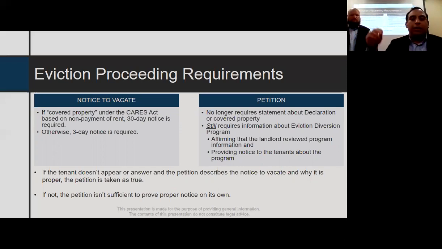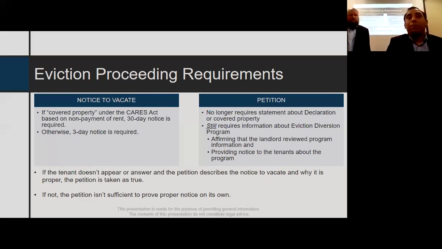If you want to evict somebody right now as a landlord, you have to provide them a 30-day notice to vacate. That's under the CARES Act, which, as you remember, was back in play in March of 2020. That 30-day notice didn't expire. You still have to send a 30-day notice to vacate to the tenants. But now if you want to file a petition for eviction, you have to state in it that the tenant is not covered under the CDC moratorium, or that you don't have any knowledge that they are covered.